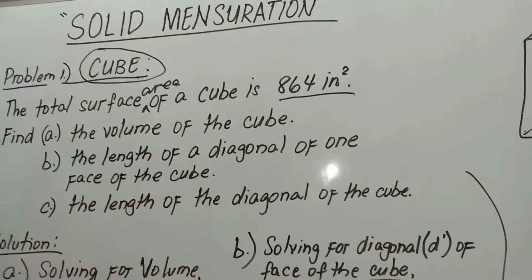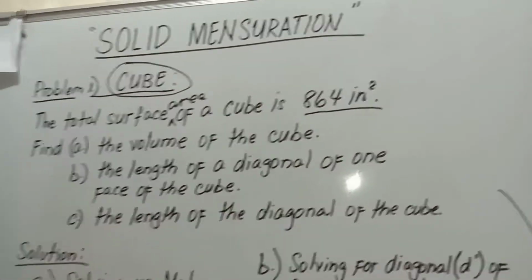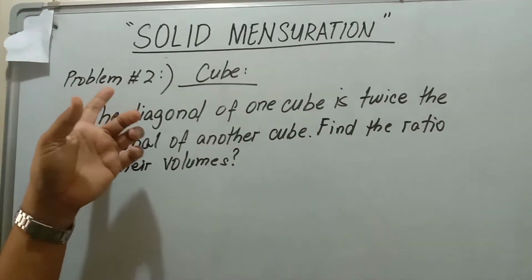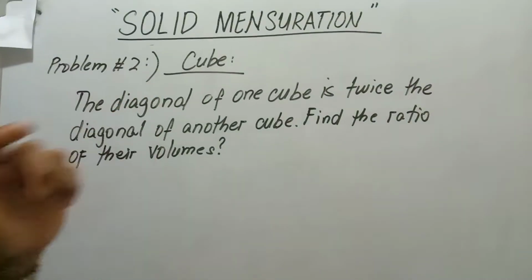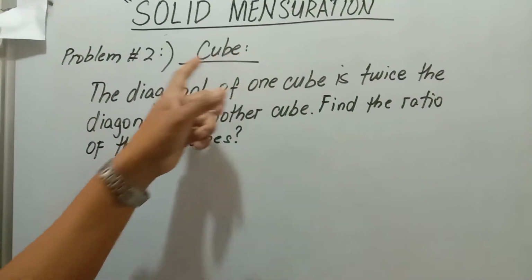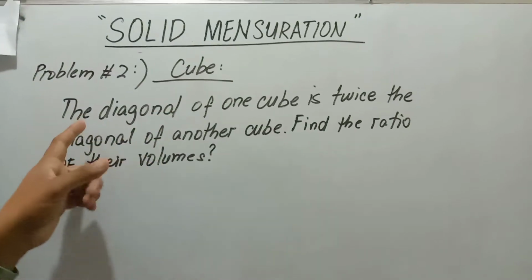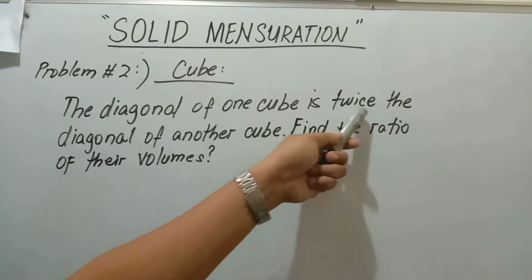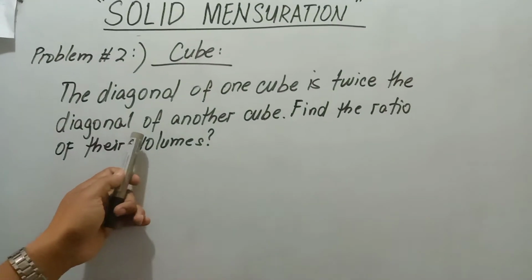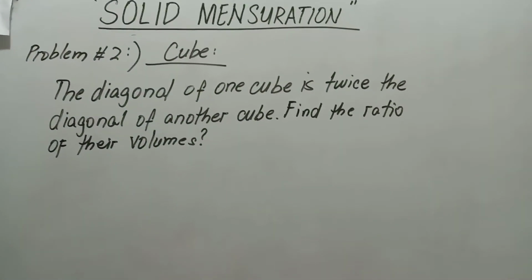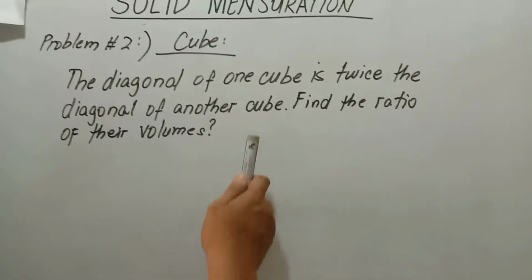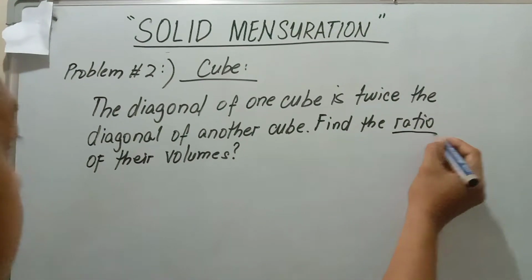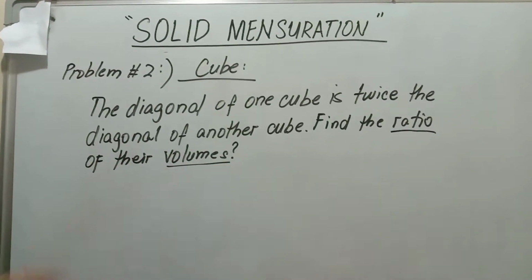Okay. The next problem. Guys, we're back. As I mentioned earlier, I'm giving you another example word problem related to the cube geometry. Okay, problem number 2 states that the diagonal of one cube is twice the diagonal of another cube. Okay, find the ratio of their volumes.